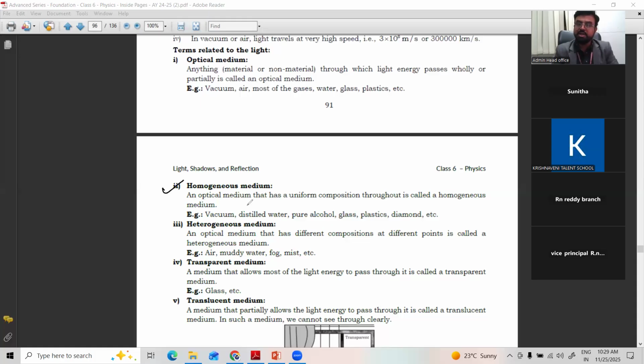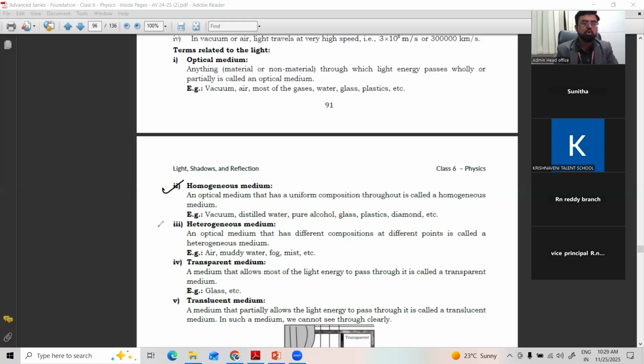Homogeneous. An optical medium that has uniform composition throughout is called homogeneous. Means everywhere the particles are the same composition. Like vacuum, distilled water, pure alcohol, glass, plastic, diamond. In all these, the composition is the same throughout, from one end to another end. Such mediums, which come under optical mediums but are completely of the same composition, are called homogeneous.